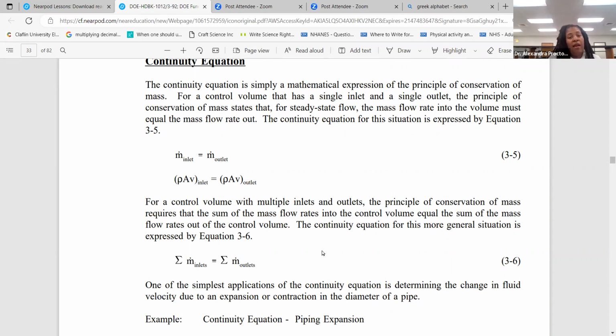And for a control volume with multiple inlets and outlets, the principle of conservation of mass requires the sum of the mass flow rates into the control volume to equal the sum of the mass flow rates out of the control volume. So the continuity equation is more general, and it's expressed as sigma M inlet is equal to sigma M outlets. And the Greek letter there, every time you see it, it just means add everything. It means sum total.